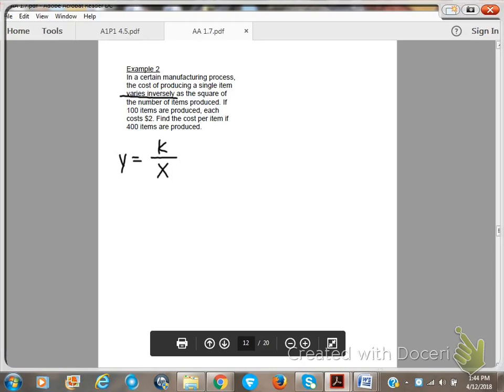It says the cost of producing a single item. So what letter might we use to represent cost? C. C, sounds good. Equals, that k is always going to be there, so you're never going to change that. Now it's inversely the square of the number of items produced. If we need to represent the number of items, what variable do you want to use for that? I. Sure, sounds good. But it does say the square of that, so what we're going to write is I squared.